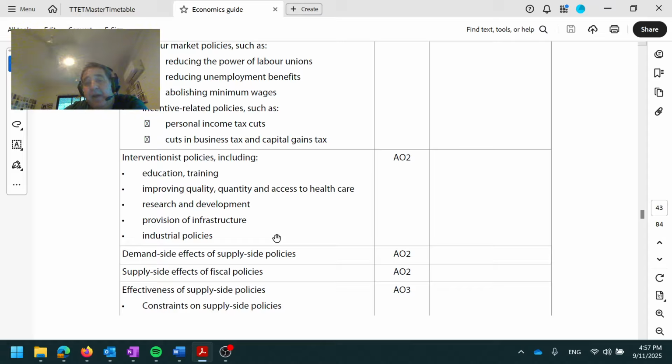Improving quality, quantity, access to healthcare. I've already mentioned Indonesia. Some of the other Asian economies are doing that too now as they get wealthier. The government's got more money to put into that area. Research and development.